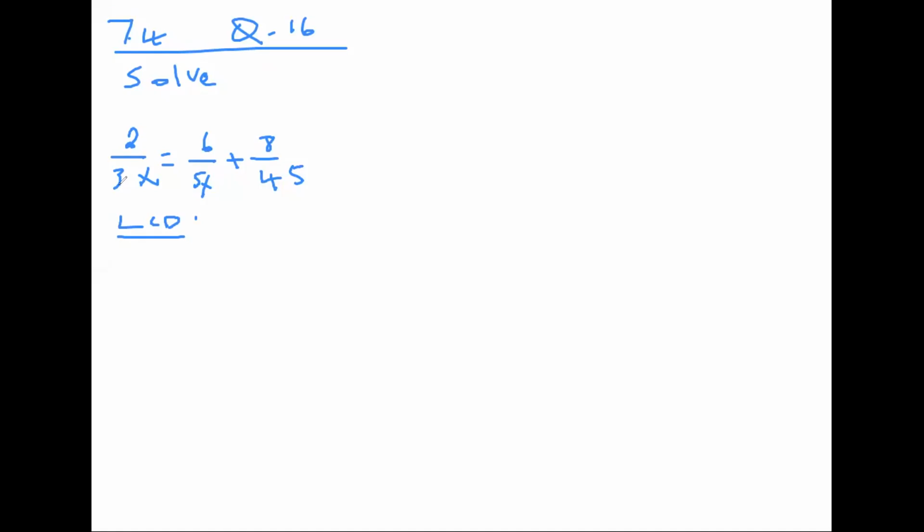15. 15 would be for 3 and 5, but then we have another one. So we've got to find an LCD for all of them. So we're going to find an LCD for 3, 5, and 45. 45. That's right. So the LCD would be 45, because we want to make all of them the same.